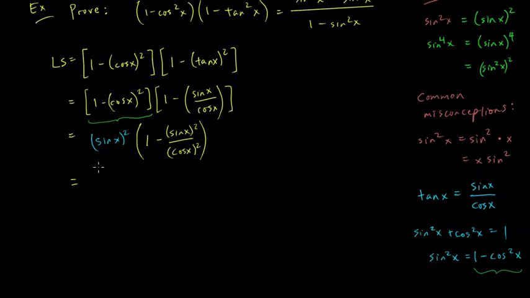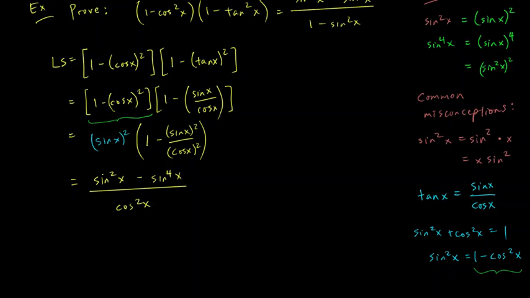Next, what can we do? Let's just expand. So I'm going to write this square inside now, just so that you're familiar with that. So sine squared x times this times this. What are you going to do to the exponents? You're going to add them, right? All over cos squared x.